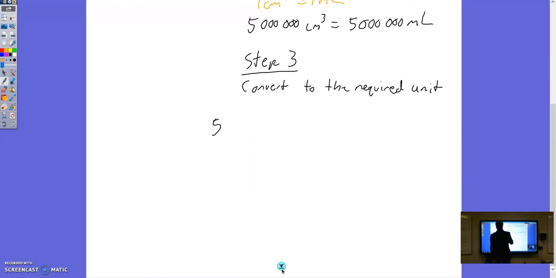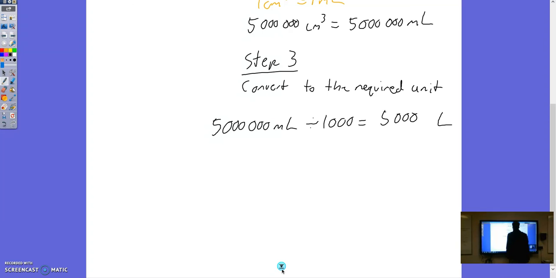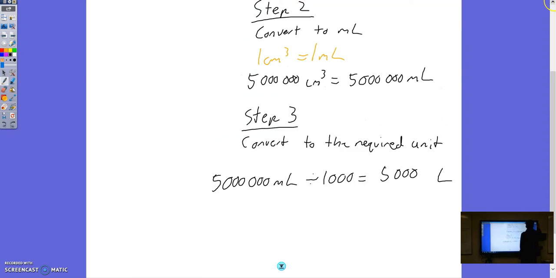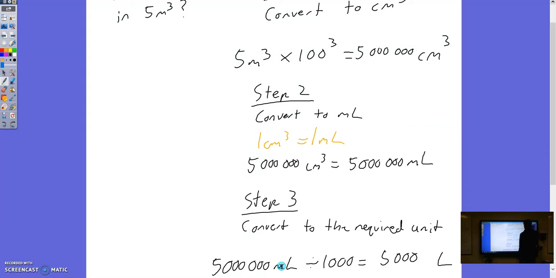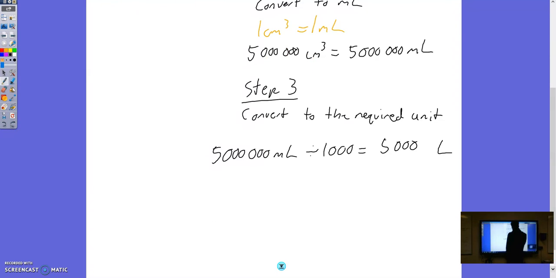So, back to our working out. We have 5 million milliliters. We're going to divide that by 1,000. That's going to give us our answer in liters. And 5 million divided by 1,000 is just 5,000 liters. So there are 3 steps. We convert to centimeters cubed, because that is the easiest way to convert to milliliters. Once we have converted to milliliters, we then convert to the required unit of liters. Good luck.